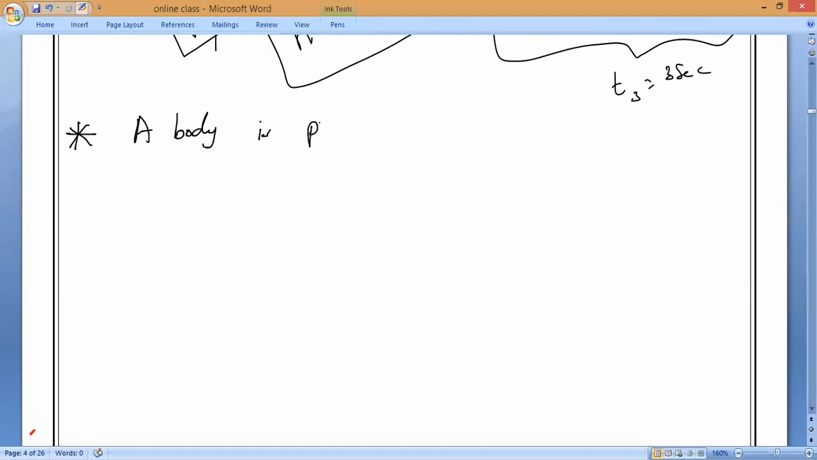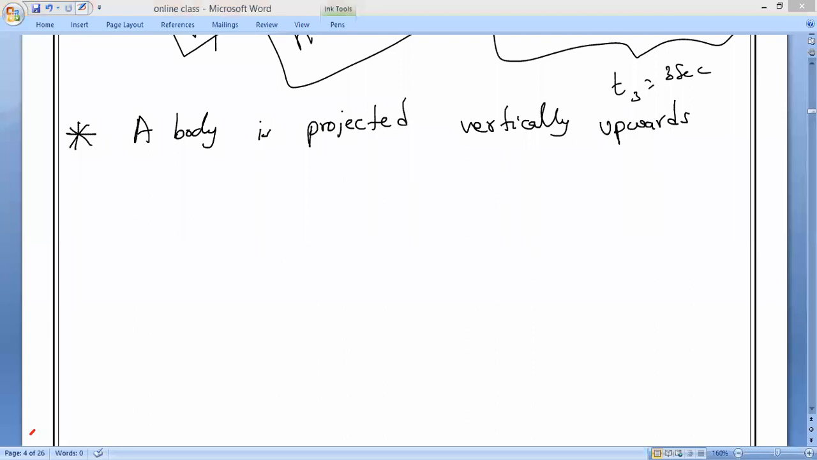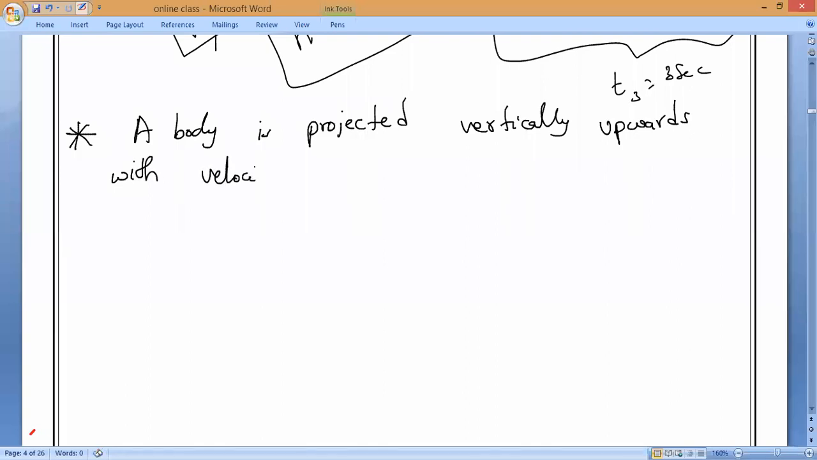A body is projected vertically upward. What do you mean by this? Anybody? Is it thrown upward or downwards? If the body is projected vertically upwards, it means it is thrown upwards with a velocity of 30 meter per second.